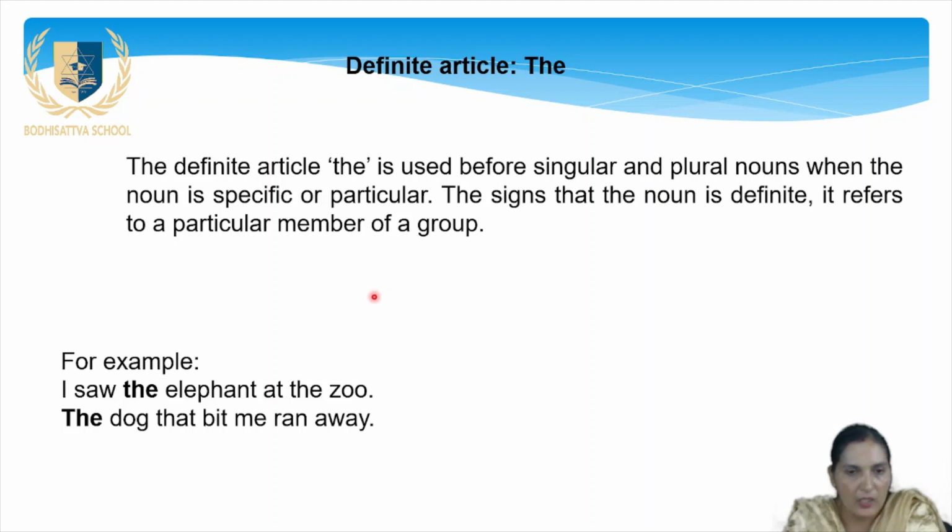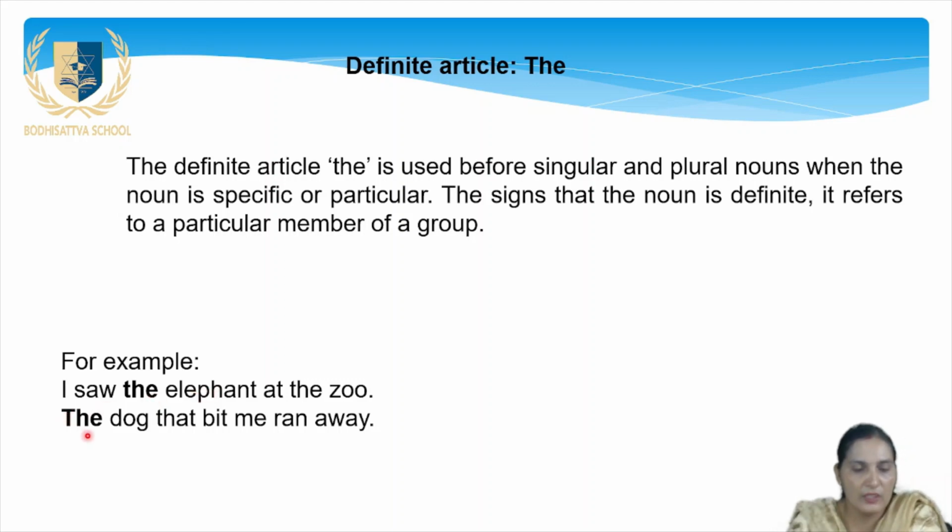And for example, you can look here. Here are two examples. I saw the elephant at the zoo. In this sentence, before the word elephant, the article the is used. Here the means which elephant is at the zoo. It is fixed, it is specific. So the article the is used before the word elephant.